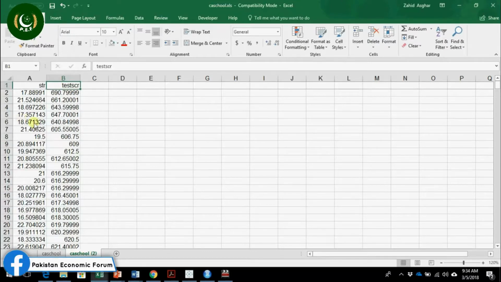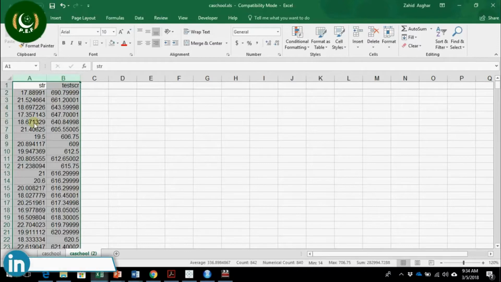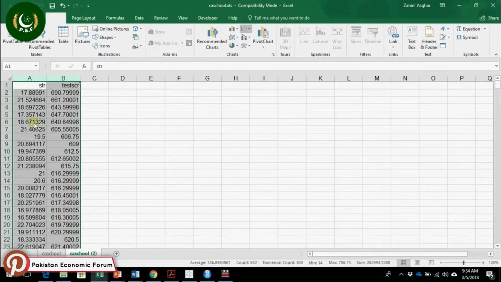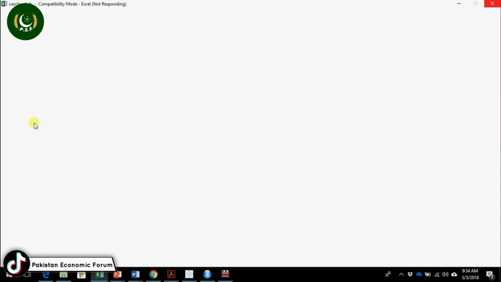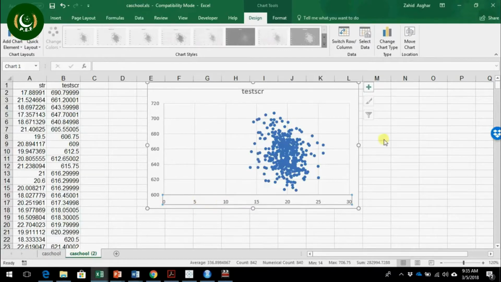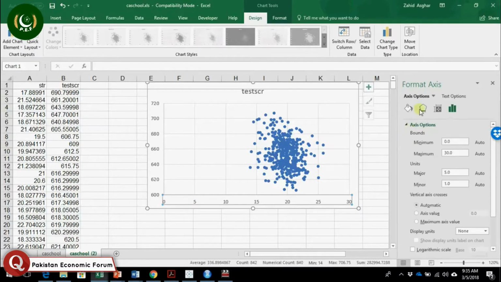First of all, the very first step in data analysis is to plot your data to see what kind of relationship this is. So look at this. We have inserted a scatter plot, and from this scatter plot we'll see what sort of relationship it looks like. You need to adjust this x-axis, and instead of starting from 0, we can start from 10 or 14, because this may start from 10 and go up to a maximum of 30, fine.